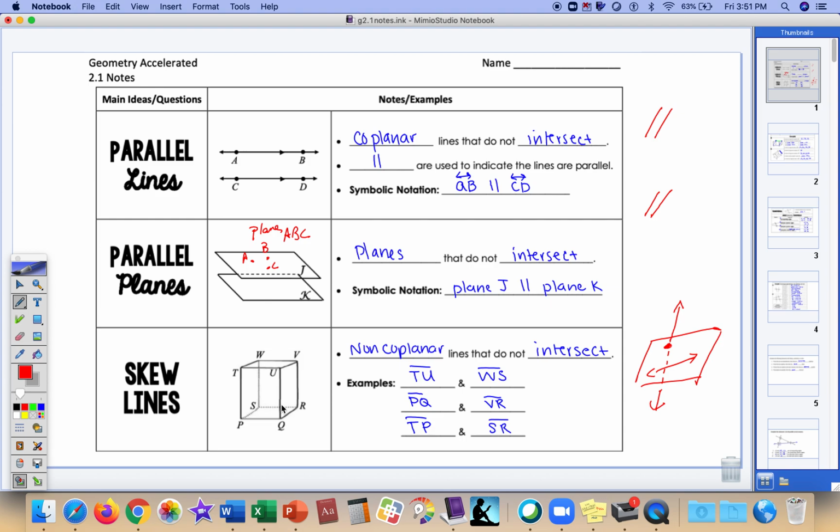So it's not coplanar. And again, just because you don't see the plane doesn't mean it's not coplanar. The point is, if you have any three non-collinear points, you can create a plane with those points. But with 4 points, it doesn't always create a plane. And the point is, you could never connect those 4 points.